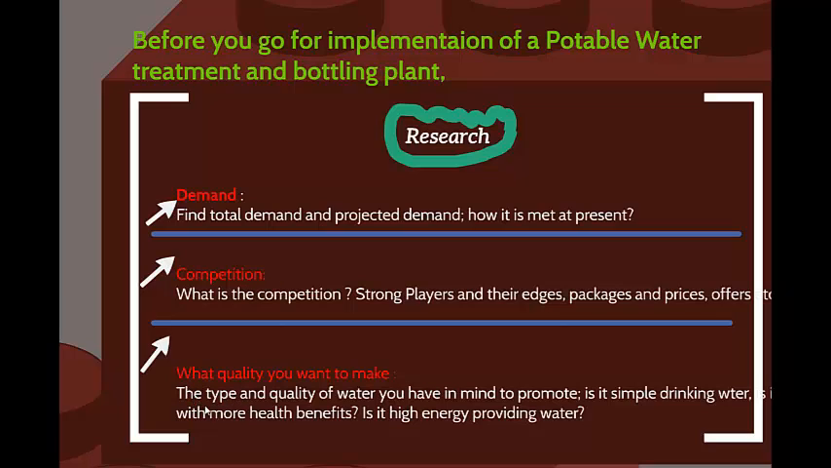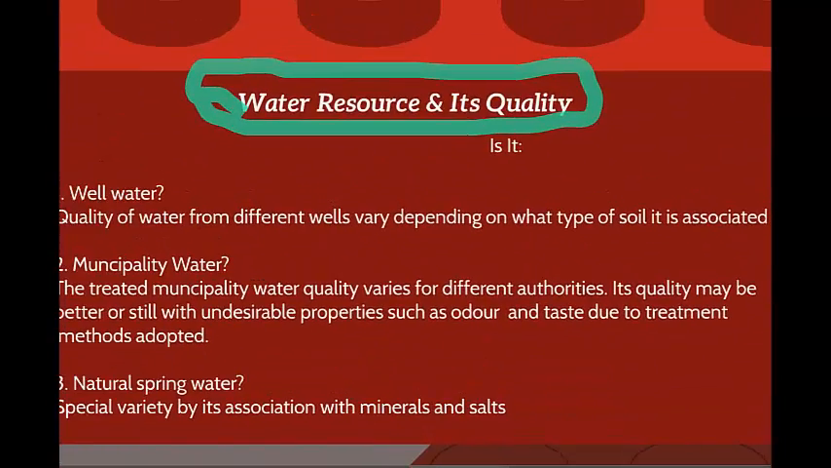Then the third thing you have to research is the quality of water you are thinking to make, because potable water also comes in different qualities. So you have to be very sure of what type of plant you have in mind. So these are the basic things which we should know, that is, research.